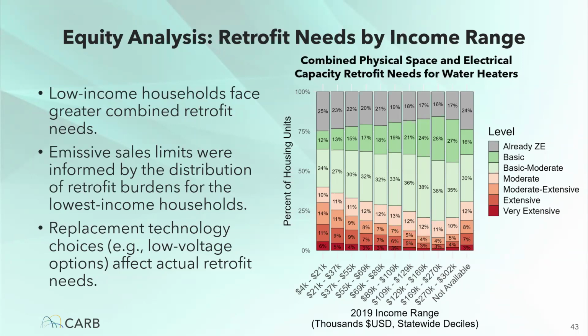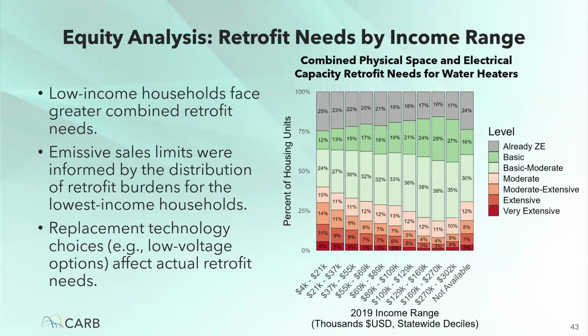Lower income households are also more likely to rent and live in multifamily buildings. So while they may not directly face retrofit costs, adopting zero-emission technologies may be more complex due to landlord and tenant split incentives and decision-making and rent increase concerns. So the emissive equipment sales limits of the proposal can be met with the lowest income households continuing to make like-for-like replacements if going to zero emission is not feasible.